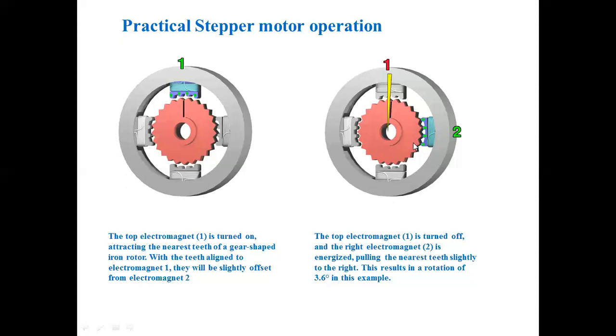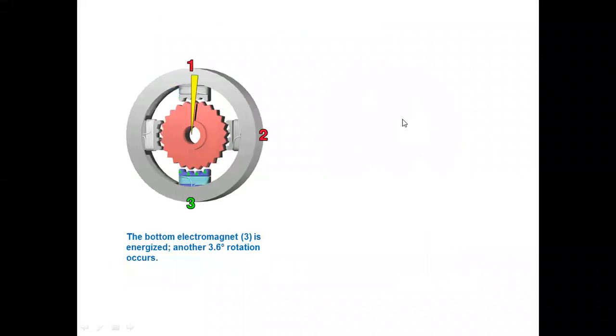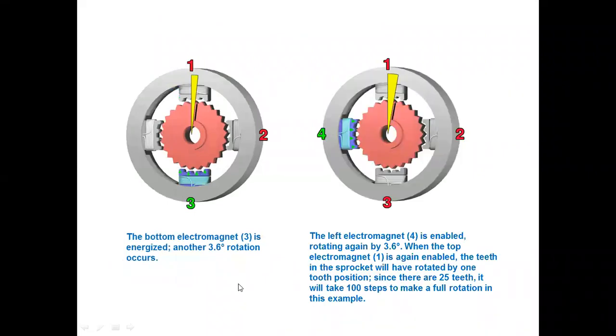After that, the stator's second coil is energized. Therefore, there will be a north pole and a south pole, and there is a slight movement. Here, the angular displacement taken by the rotor is 3.6 degrees, shown here. It is a small angular displacement. Next, the bottom electromagnet 3 is energized, and another 3.6 degrees rotation occurs. Next, the left electromagnet 4 is energized, and again 3.6 degrees.